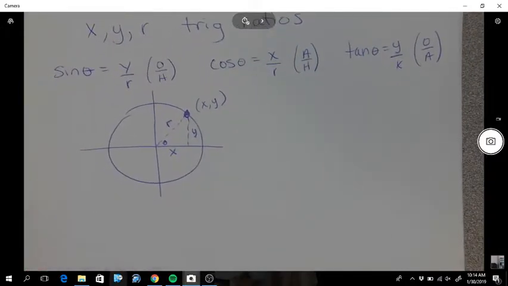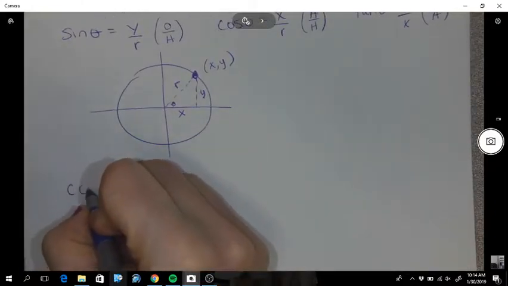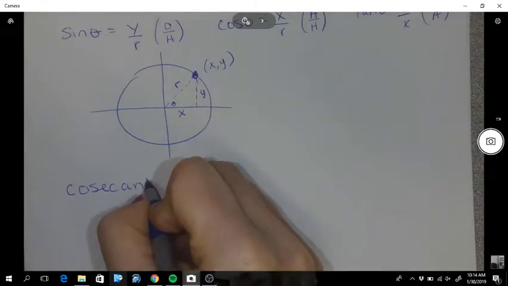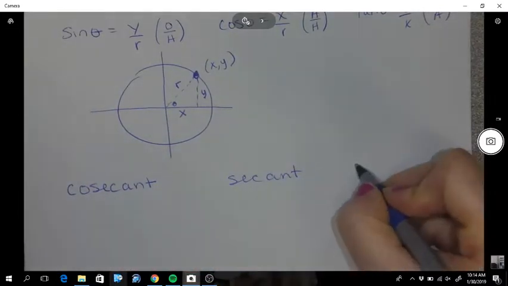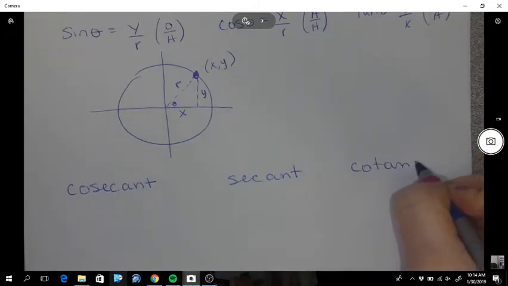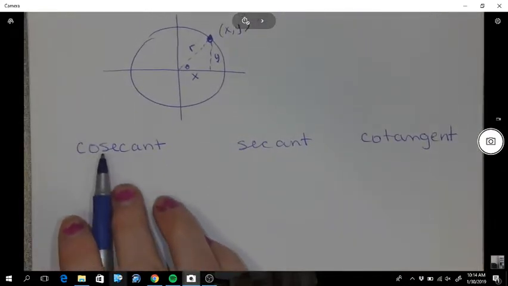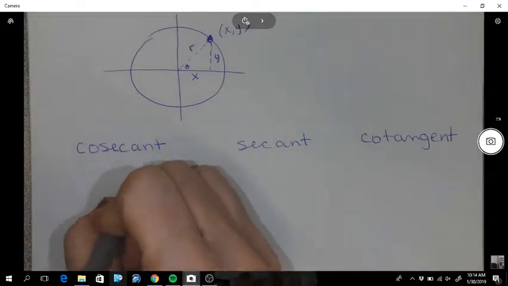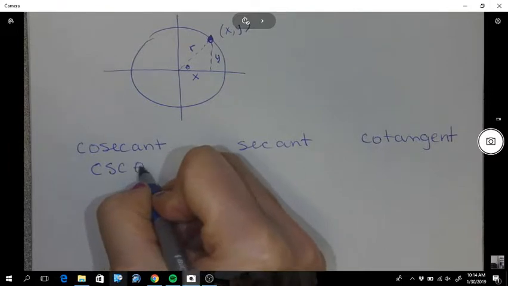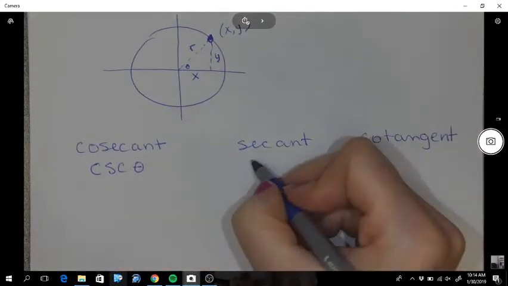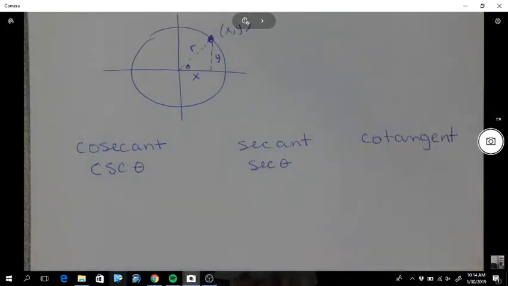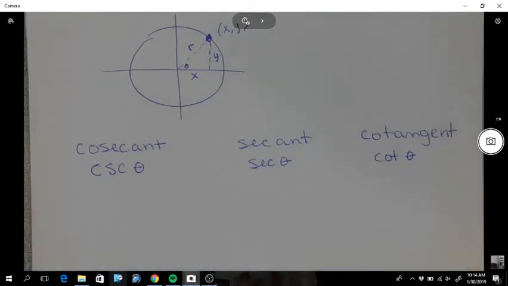Now, you're going to learn 3 new trig ratios, and here they are. Okay, so we're going to learn the word cosecant, secant, and cotangent. Okay, so cosecant looks like that. Secant of an angle would look like that. And cotangent of an angle would look like that. Okay, so those are the abbreviations for them.